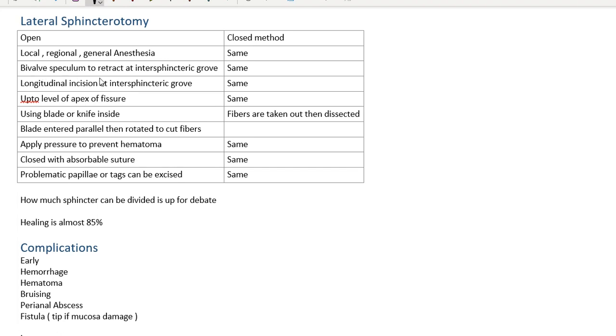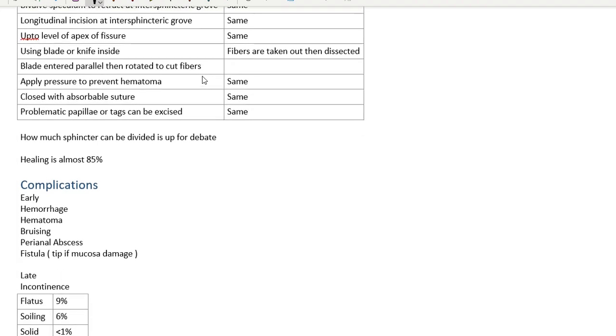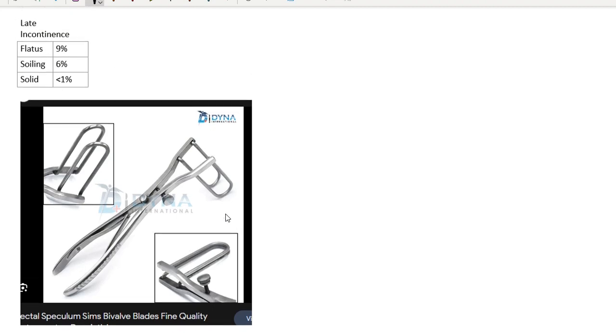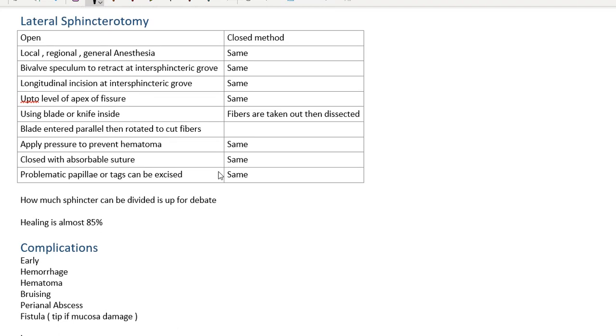You can use a bivalve speculum to retract the intersphincteric groove. The special instrument we are going to use is the bivalve speculum, Sims, and it can retract the anus, and you can perform the procedure. Then you are going to give a longitudinal incision at the intersphincteric groove. If this is the anal canal, it is usually given at 3 and 9 o'clock positions, depending upon the surgeon's dominant hand.